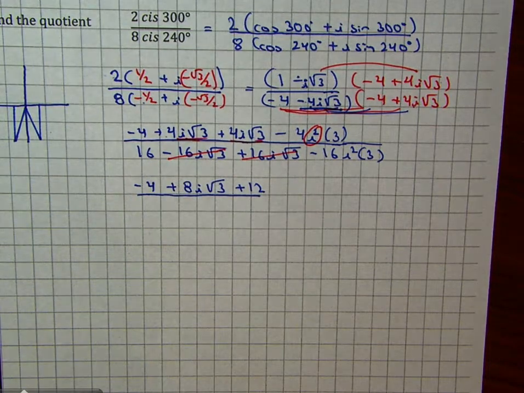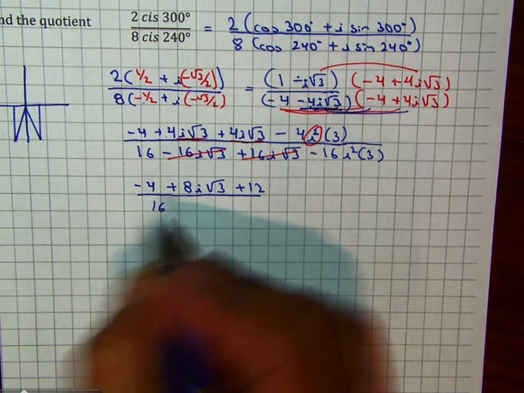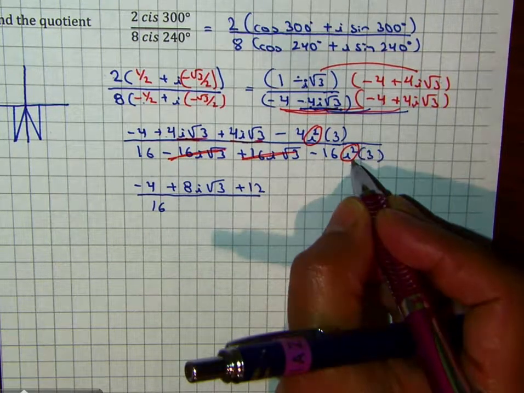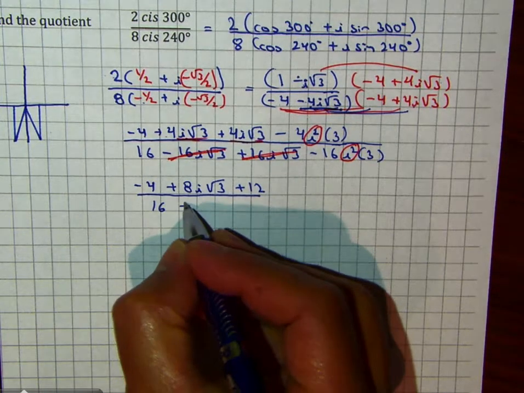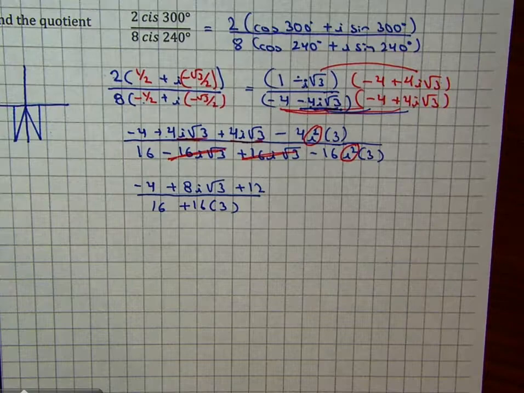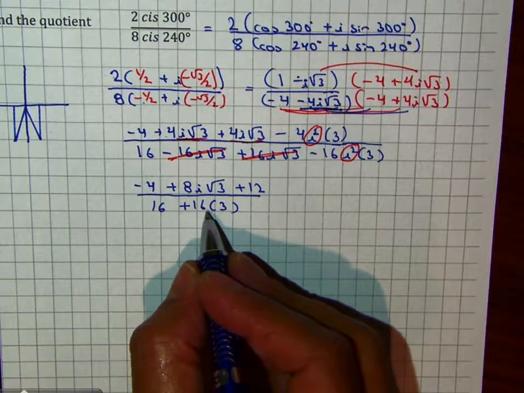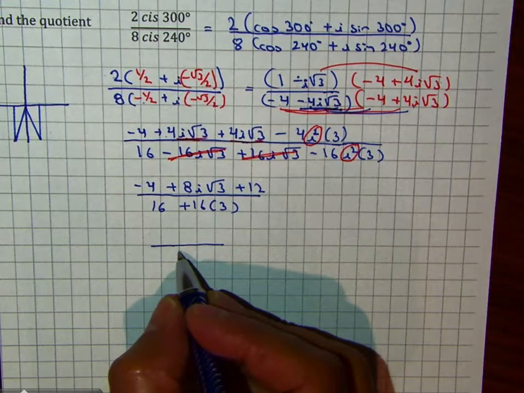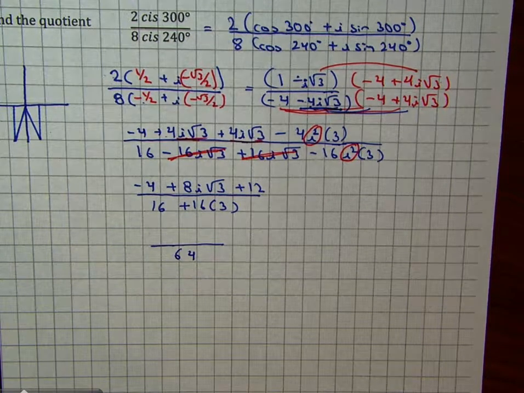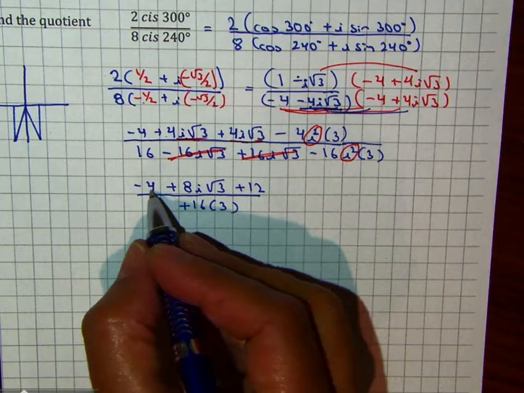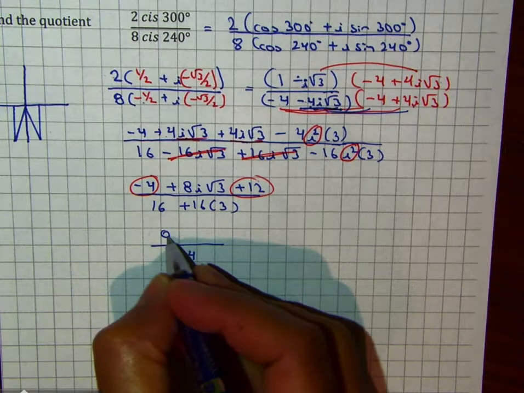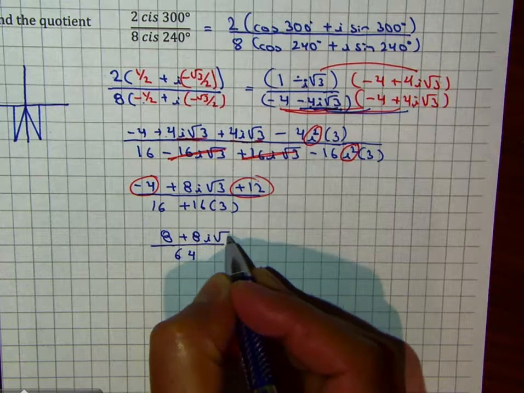On the denominator, this is 16. Those two expressions should always cancel out. I have i squared is negative 1, times a negative gives me a positive 16 times a 3, which will be 48. So my denominator is 16 plus 48, which gives me 64. I'm going to add my real parts on my numerator. That gives me a positive 8 plus 8i square root of 3.